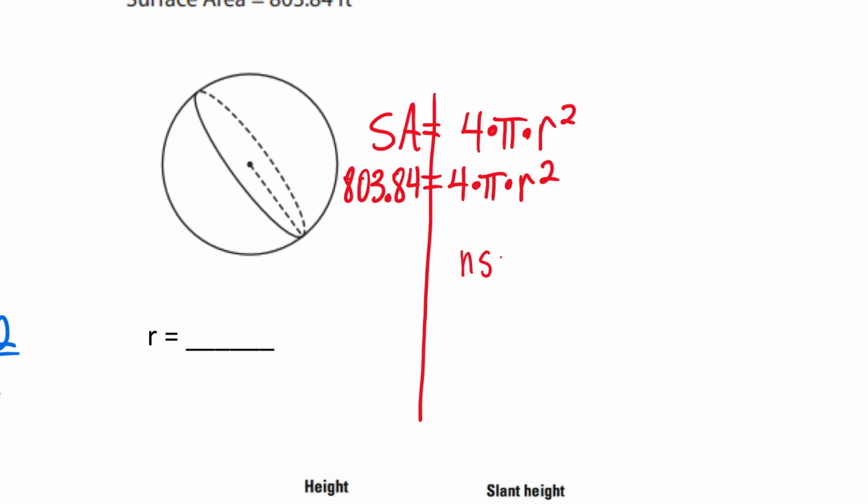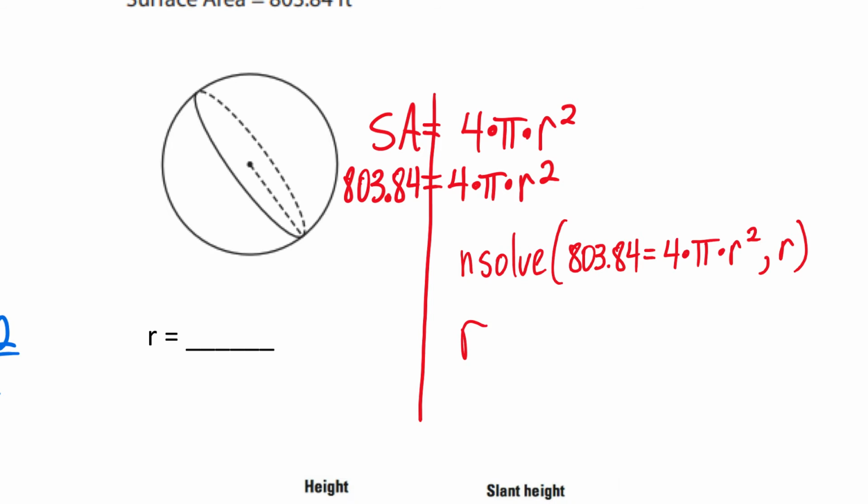So we're going to do InSolve. You're going to plug in menu 3.1. It'll do that, and you're going to type in the equation 803.84 equals 4 pi r squared, and comma r, comma whatever variable letter you've put in the equation. 7.8, so just 8. It's like 7.997 or something, so we'll just round it and say 8 feet.